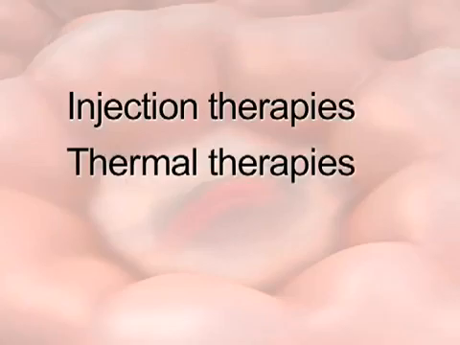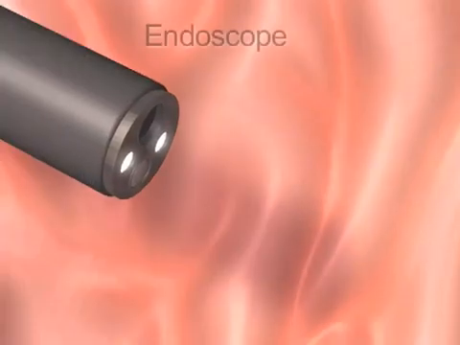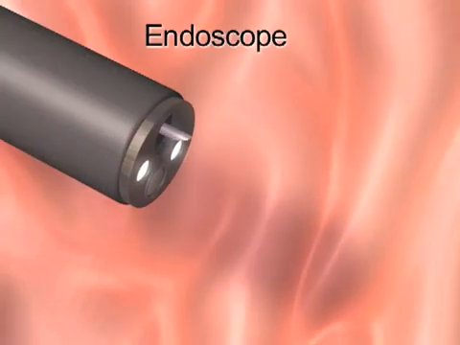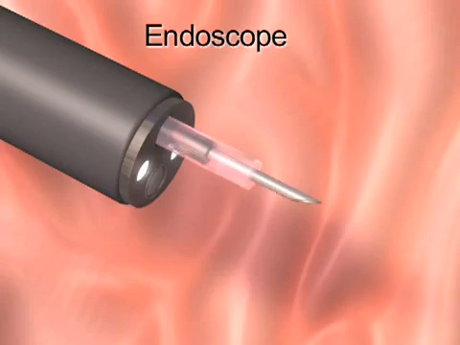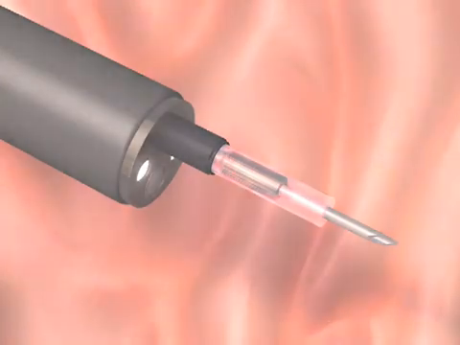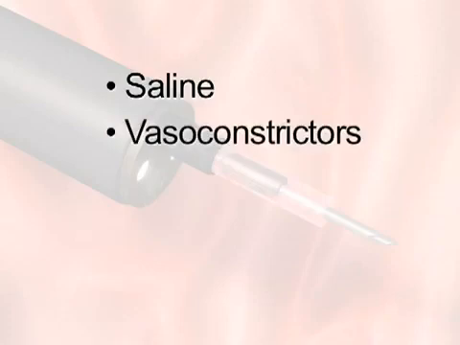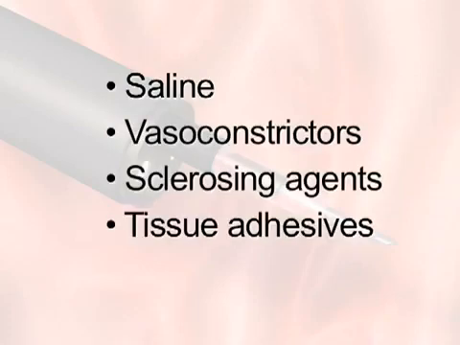Endoscopic hemostasis treatments include injection, thermal, and mechanical therapies, or a combination of these techniques. In injection therapy, a 25-gauge injector sclerotherapy needle is passed through the working channel of a large, single-channel or double-channel therapeutic endoscope. Injection mediums consist of saline, vasoconstrictors, sclerosing agents, tissue adhesives, or a combination of these.